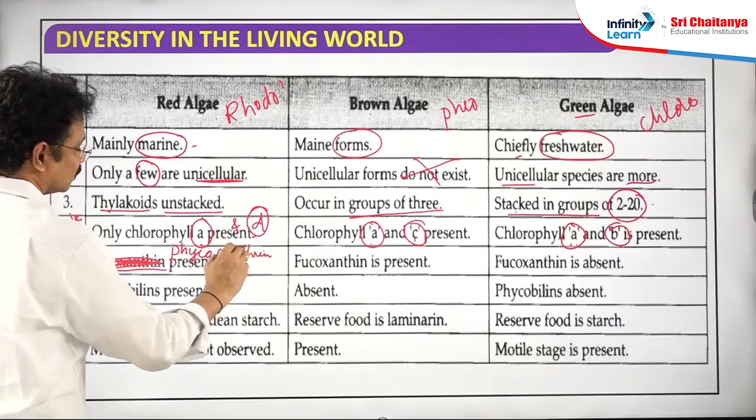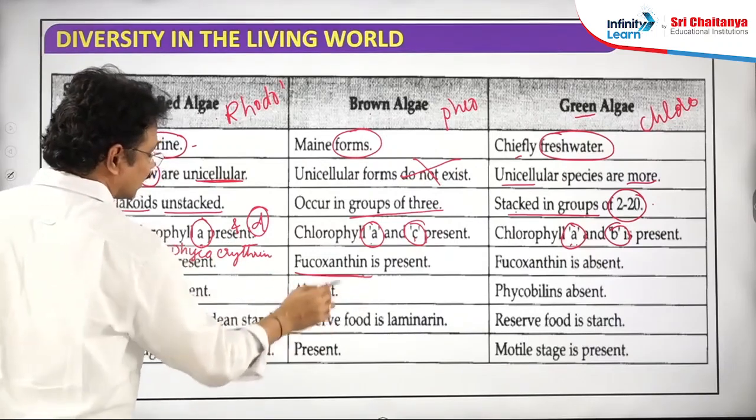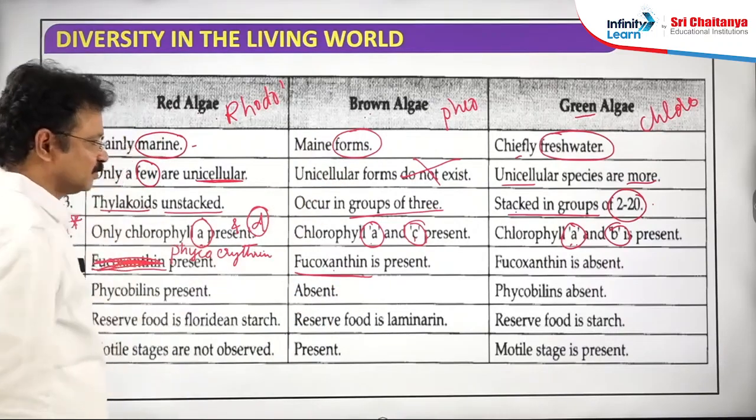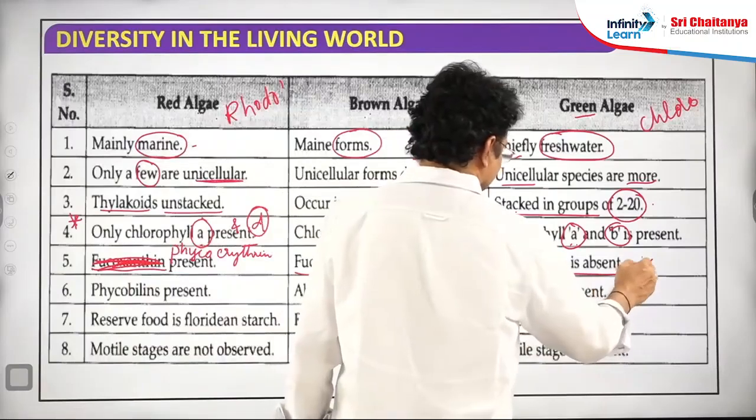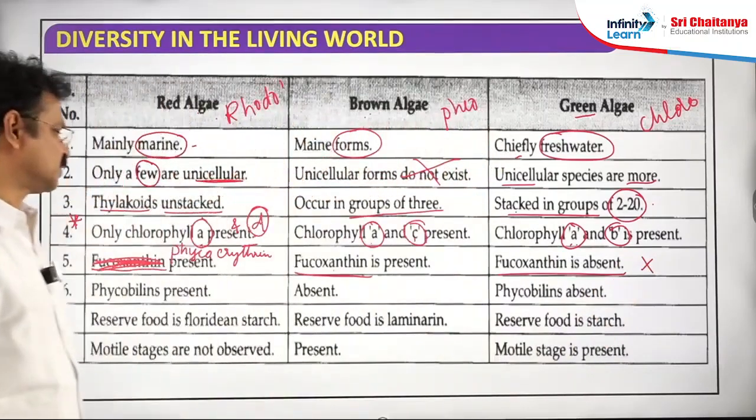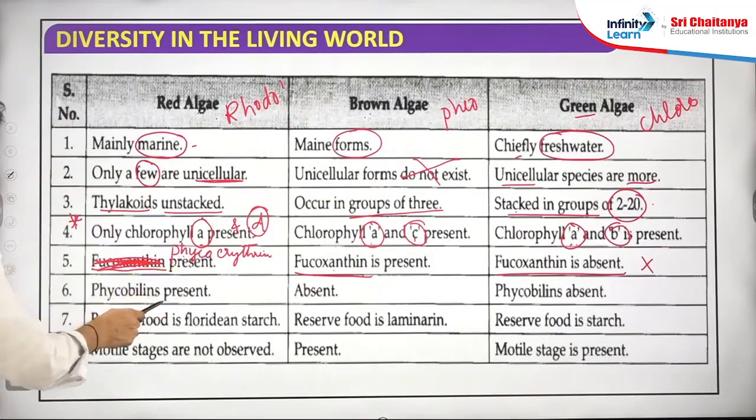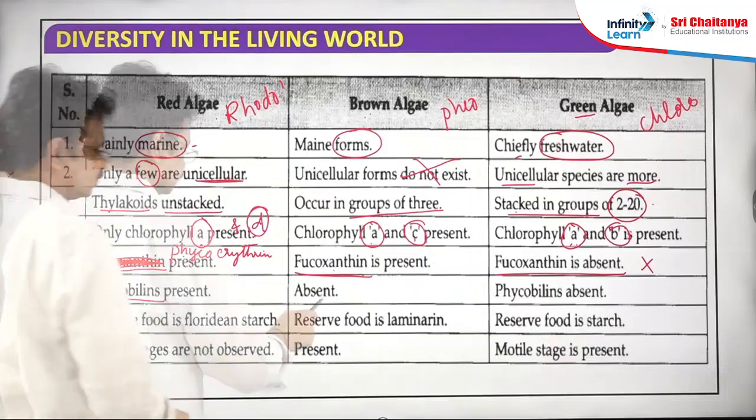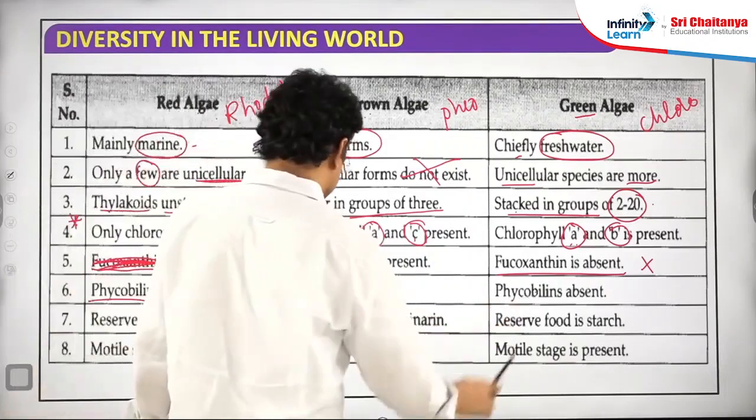Phycoerythrin. Fucoxanthin causes the brown coloration of the brown algae, but fucoxanthin is absent here. Phycoerythrins are an example of phycobilins. Here also absent.